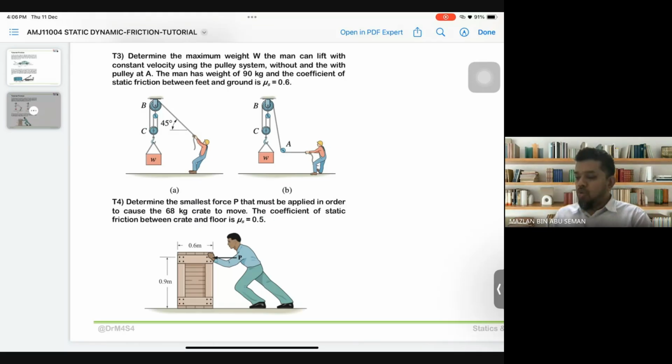Basically, I'm going to continue what I just did from the previous class. What we discussed in the previous class, I need you to draw the free body diagram nicely and accordingly to the question. Please convert from the picture given to the correct FBD. If you make a wrong FBD, you will get the wrong answer for your question. So today we will continue for T3 and T4 for tutorial 3.